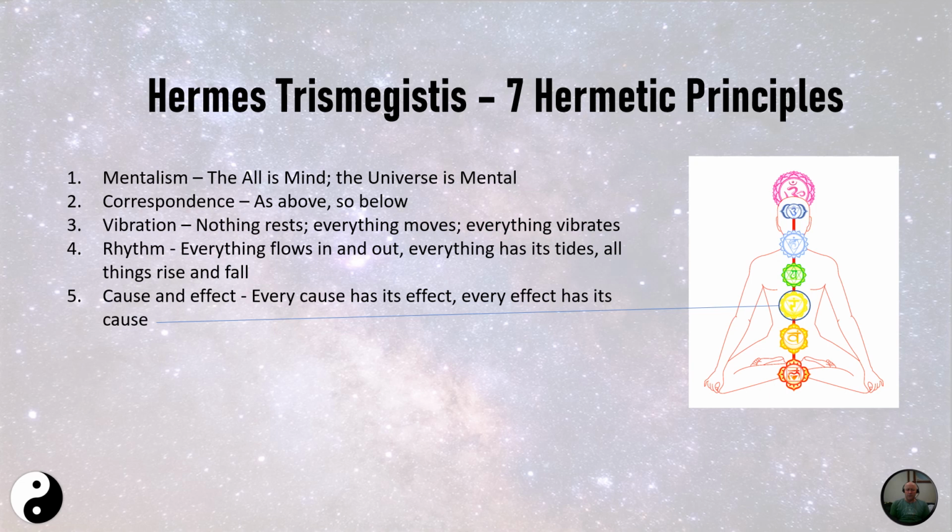Now, the fifth one is cause and effect. Every cause has an effect, and every effect has its cause. Now, cause and effect in the sense of karma. So, Isaac Newton, who was actually an alchemist, created the third law, which was: to every action there is an equal and opposite reaction. Or in the Bible, as you sow, so shall you reap. So, this recognition that everything that has a cause has an effect, that again is about that equilibrium that we look at later on.